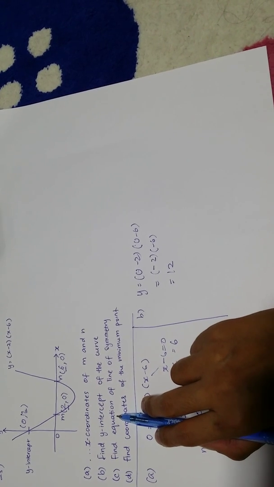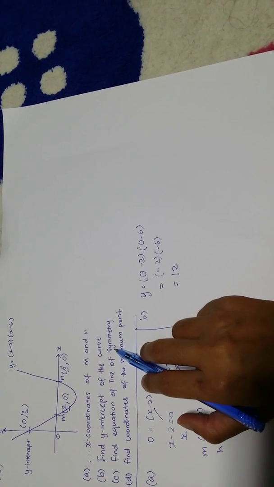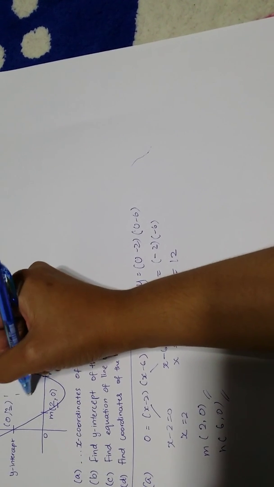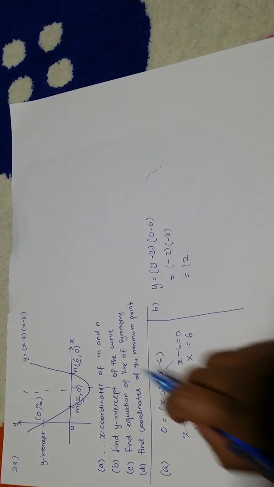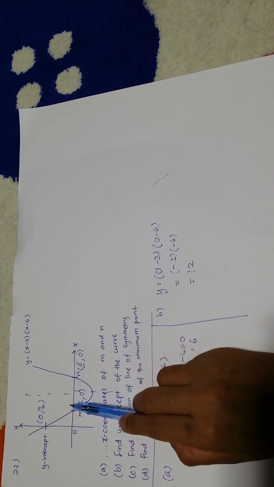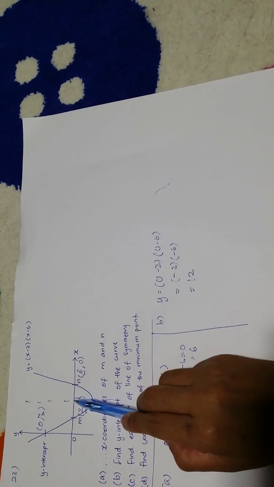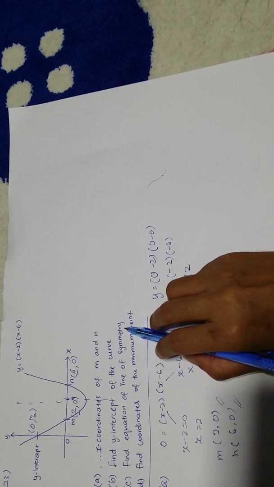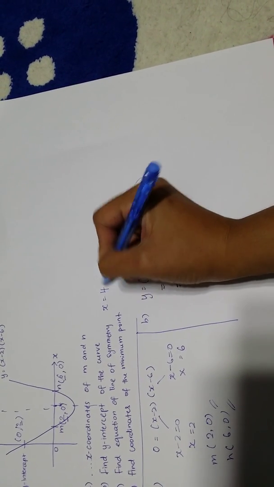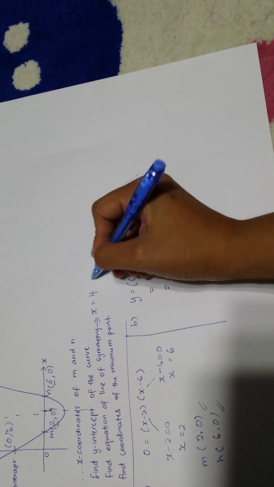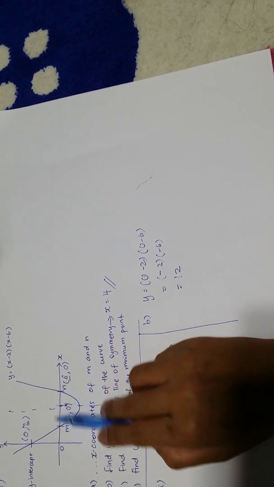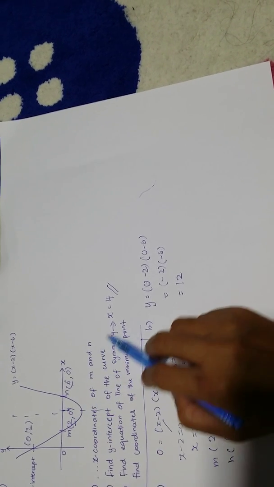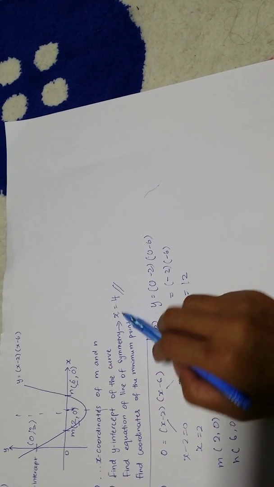Third question. Find the equation of the line of symmetry. The line of symmetry is basically the line that would cut the graph exactly in half. So it will be somewhere around here. Using logic, if this is 2 and this is 6, the center number would be 4. So here would be 4. The answer for this question will be x equals 4. You just find the point that is in between these two, and that would be the equation of the line of symmetry.